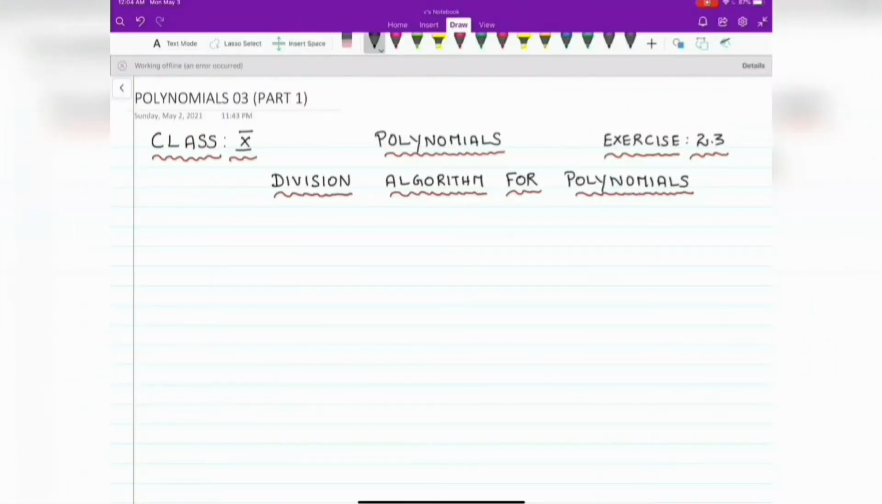Namaste and welcome. In today's session, I am going to work out questions based on the division of polynomials. Before I start working out the questions, let me recall what you have learnt in your earlier classes. See, already you are aware of the division of integers. Take this simple example.